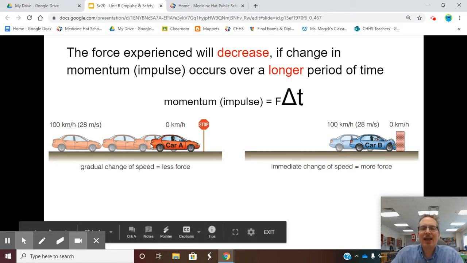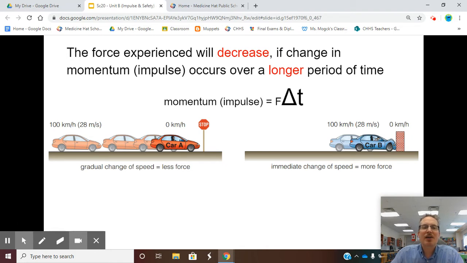So I have car A and car B. In this scenario, car A is traveling at 100 kilometers per hour. Well, if it has more time to slow down, so if it increases the amount of time to slow down, it's going to have a much smaller force here than in B, where B is traveling also at 100 kilometers per hour, but all of a sudden it hits a brick wall. So it has very little time in order to slow down. Therefore, it's going to carry through with more force.